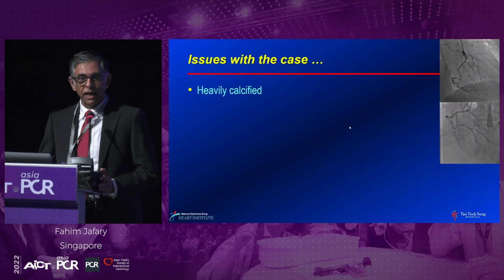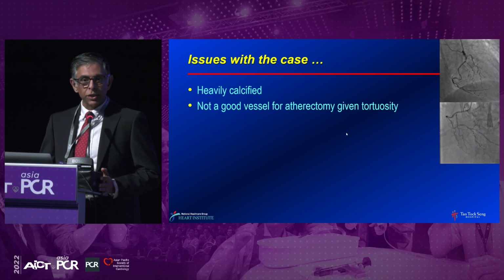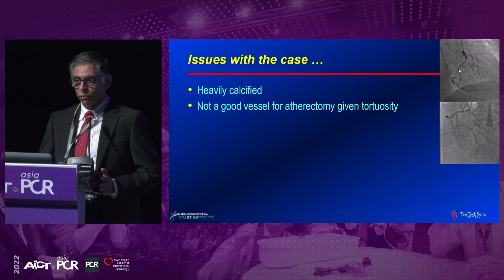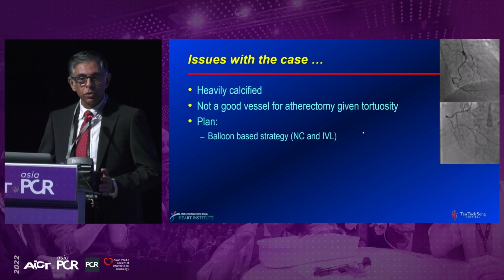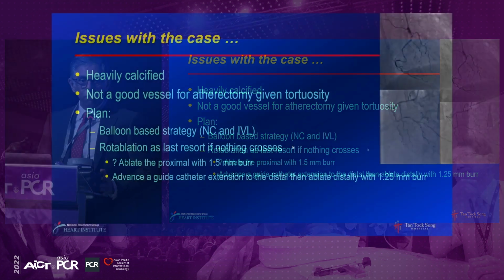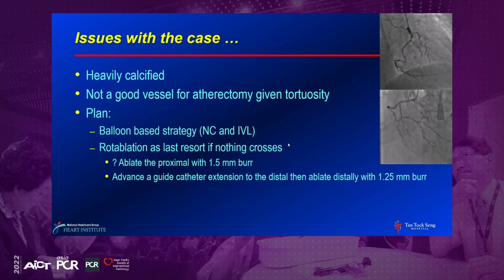Well, the issues are that it's heavily calcified, it is tortuous, and that's not a good vessel for atherectomy. Certainly if you look at that panel on the right side, that is not a vessel I want to put a burr in. And so our plan, at least going in, was to go with the balloon-based strategy, non-compliant balloon or IVL, and use rotablation as a really, really last resort.